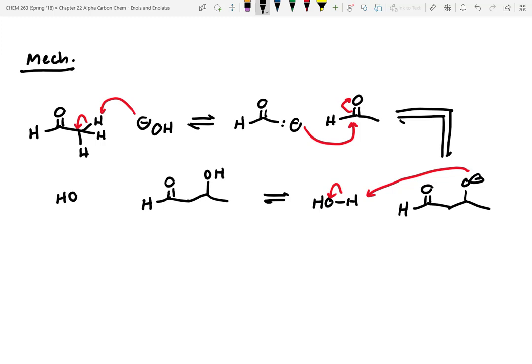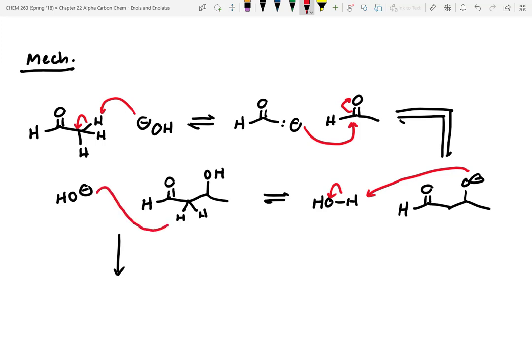And like we saw before, you regenerate your hydroxide. So now the question is, how in the heck do we get to our final product? This is the weird part. The next step involves another alpha proton. So we've got alpha protons right there. They're still relatively acidic, right?